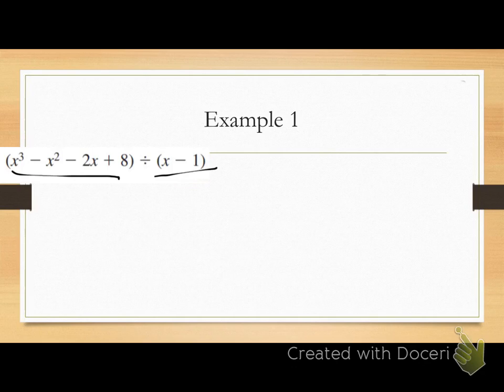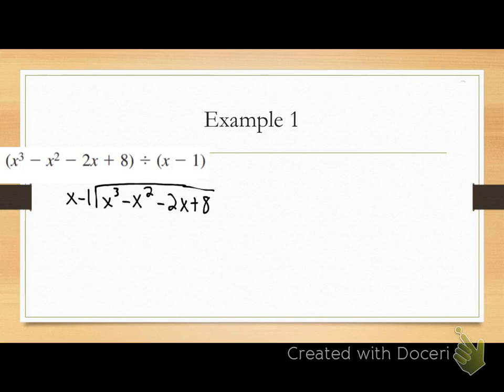I'm going to write it the exact same way I wrote it over here. 31 divided by 5, 31 went under the division symbol. So my x cubed minus x squared minus 2x plus 8 is going to go under my division symbol. X minus 1 is going to go outside the division symbol. So we have x minus 1 as our divisor, and x cubed minus x squared minus 2x plus 8 as our dividend. Everyone good so far with that? Just like we did our bell work.